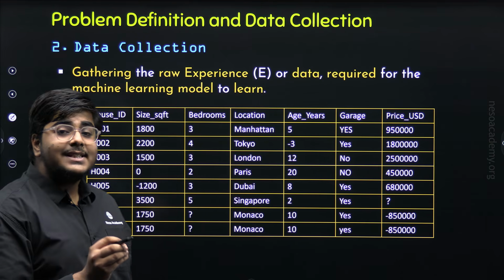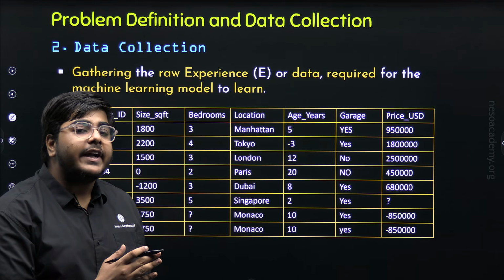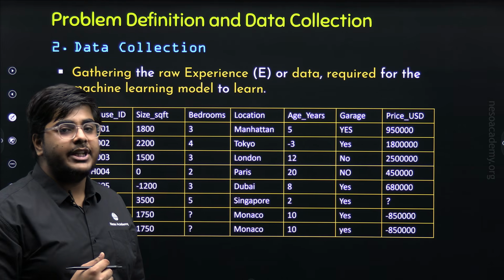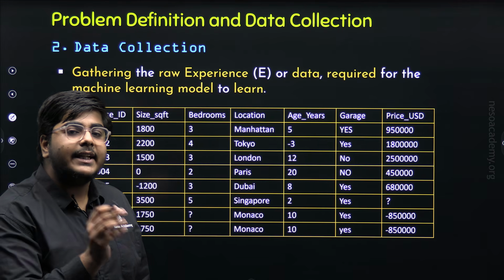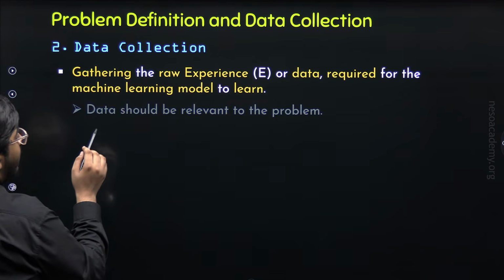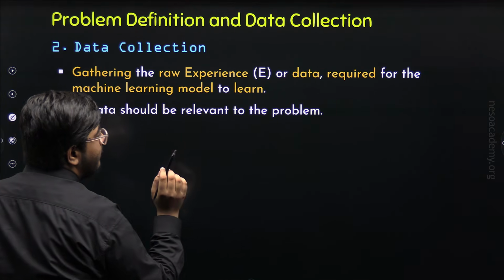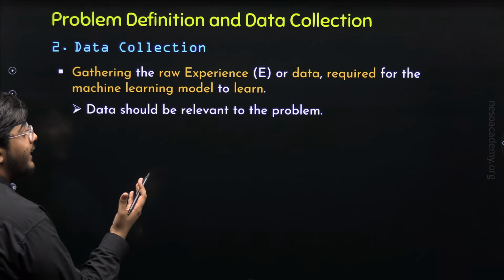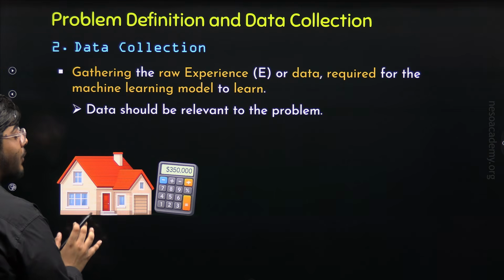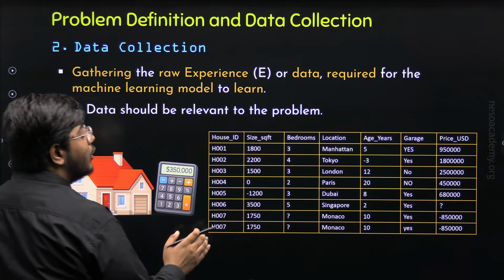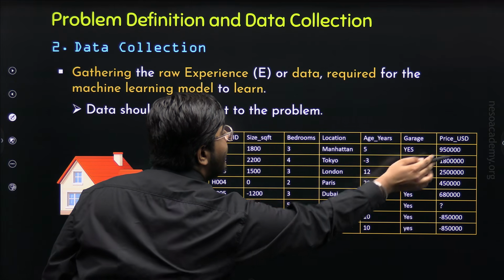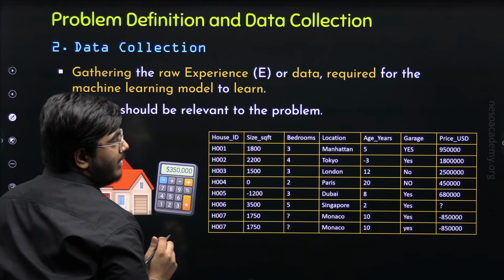That means the data set that we usually collect is not perfect. We need to fix these errors in the next step of the machine learning pipeline, that is basic data cleaning. Now we will understand more about data collection. Data should be relevant to the problem. That means the data that we are collecting should be relevant to the problem statement. If the problem is to predict the prices of houses, then the data set should look like this, which only contains the features of the houses and the label that needs to be predicted by the machine learning model.